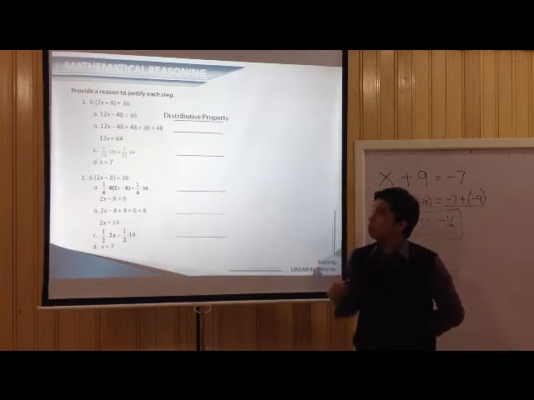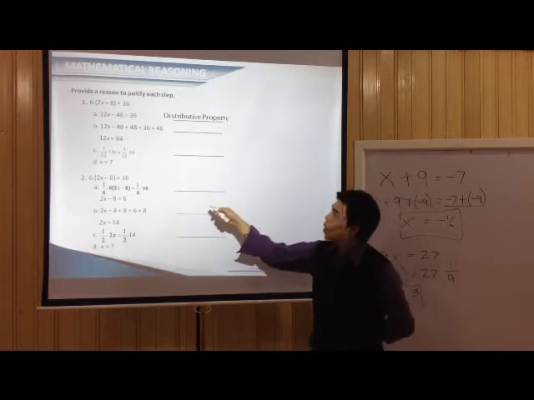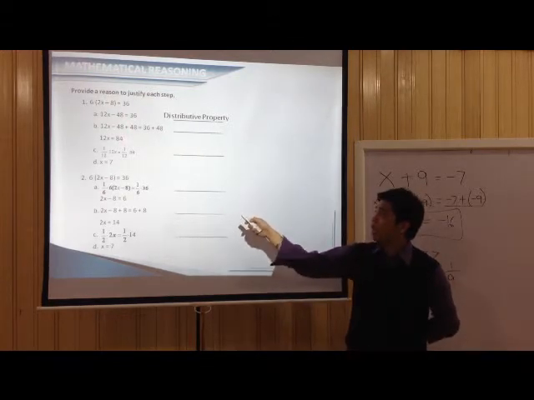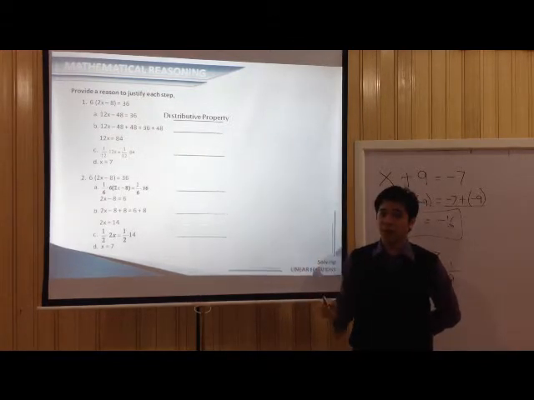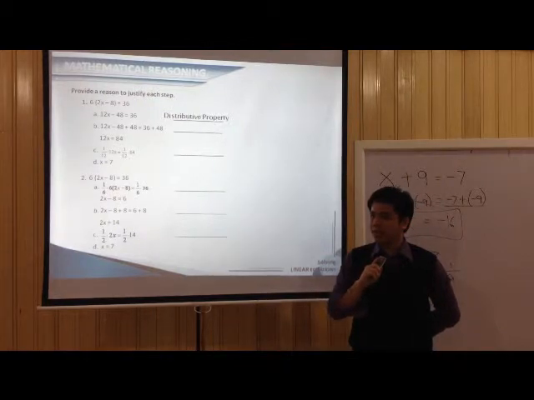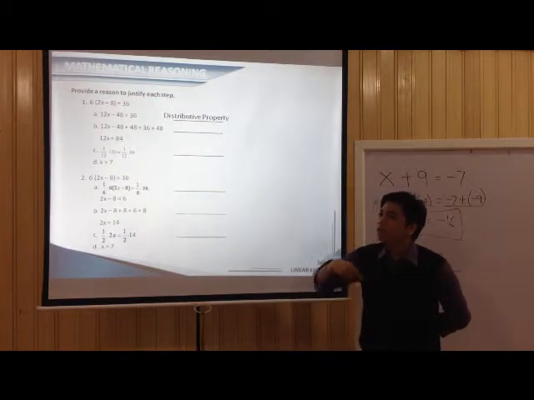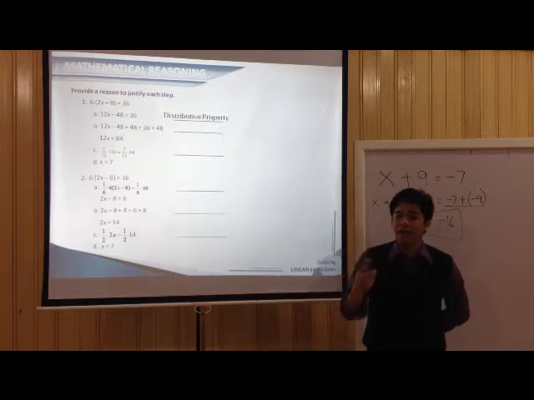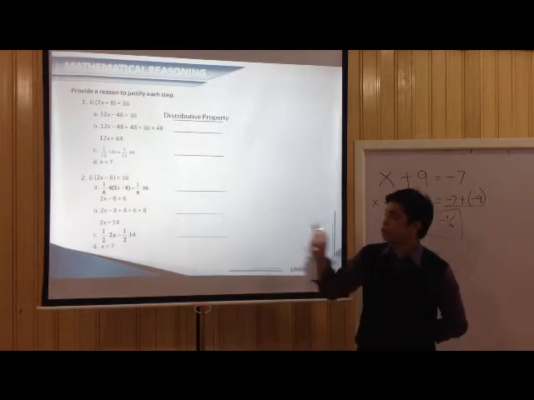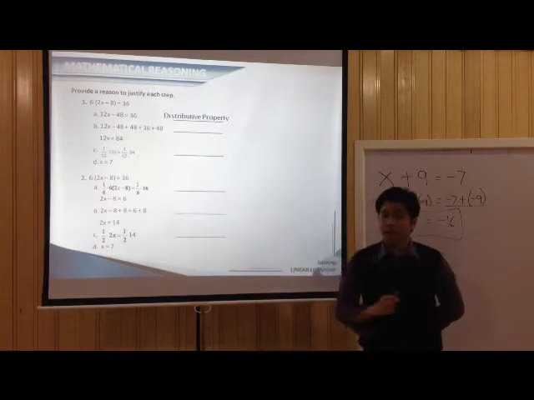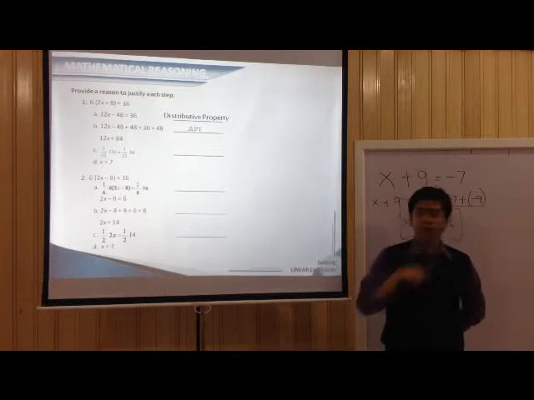Okay? What about number 2? As you can see, a positive 48 is added to the left side and to the right side of the equation. What does that look like? Okay, it looks like we're trying to apply the addition property of equality here. So to justify that step, we should write addition property of equality, or APE.